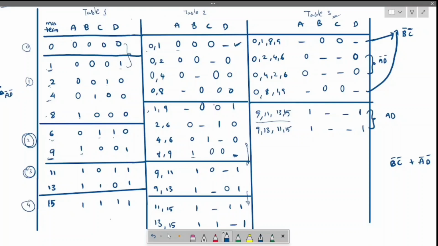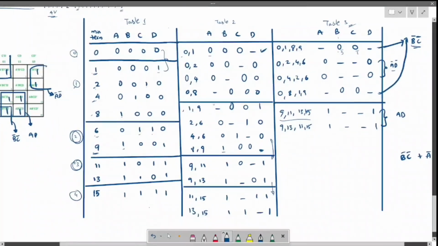Now see this. Now these two are same. Now these two are same. These two are same. Okay. Here directly we can write that it is B bar and C bar. See, these two are B bar, C bar. Now these two things are A bar, D bar. These two things are A D. Now the same Boolean expression we have got with the K map also.